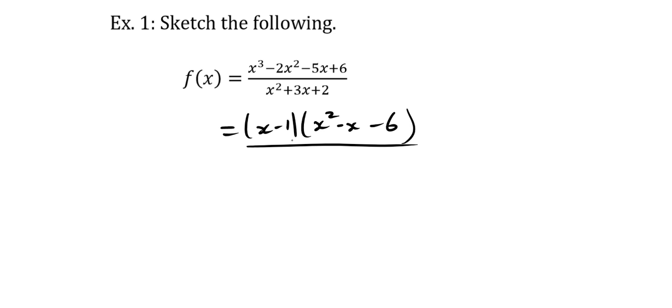So I've got to do the bottom 2. I'm gonna factor the bottom because I might as well at this point. X plus 2, x plus 1. Okay, and then one last factoring here to do.